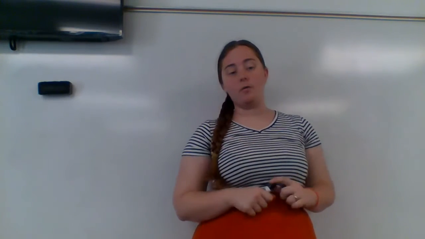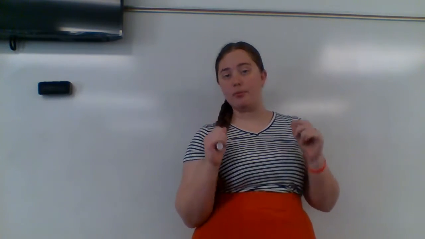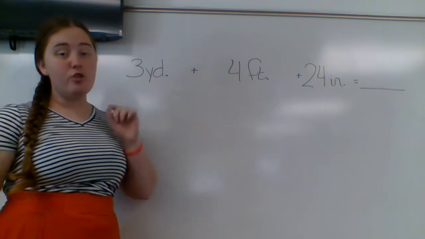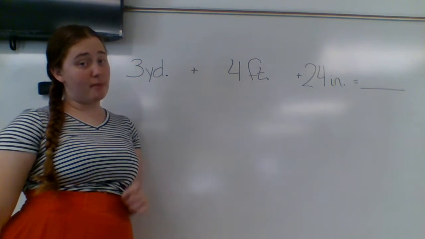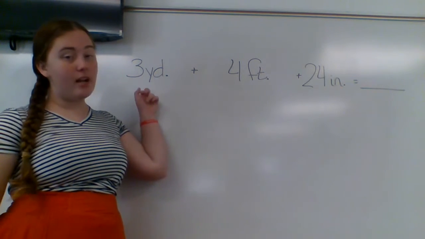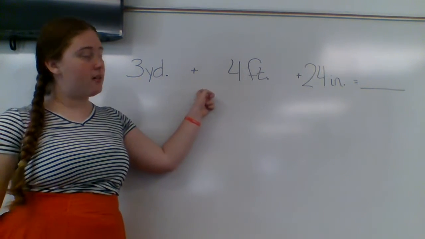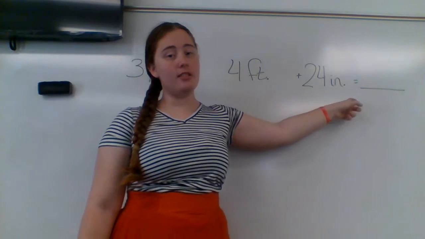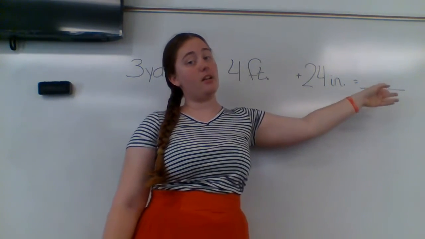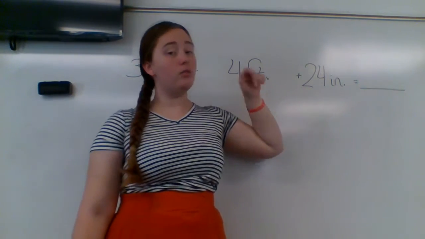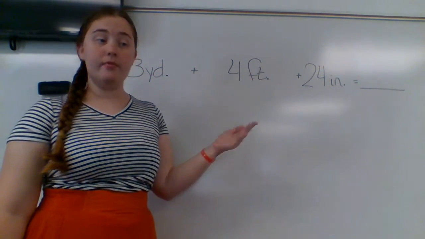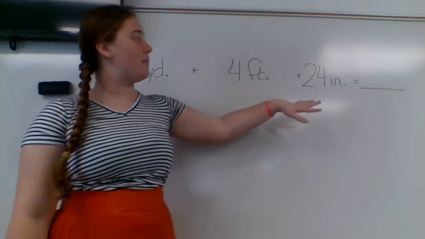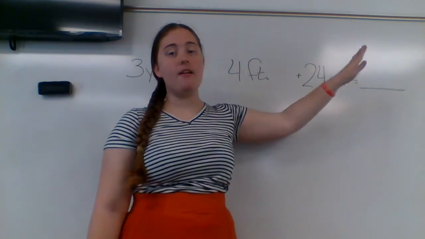And then we're looking over on page 324 at the Brain Booster. Okay, this is my Brain Booster right here. You may notice I have something missing from this. I have 3 yards plus 4 feet plus 24 inches equals blank what? Well, what's supposed to be written there? Look in your book, page 324. It's supposed to say equals blank feet.